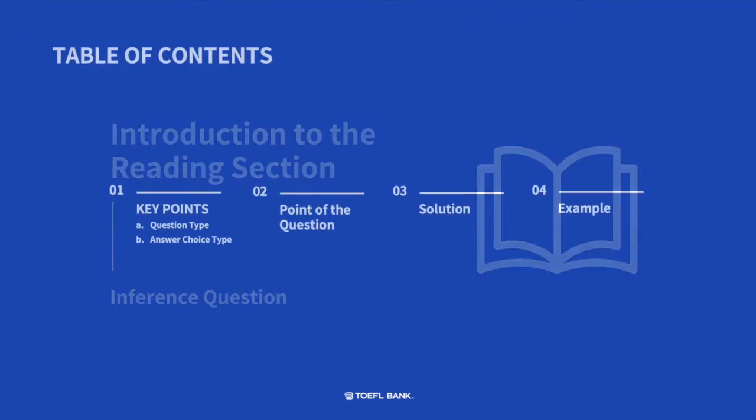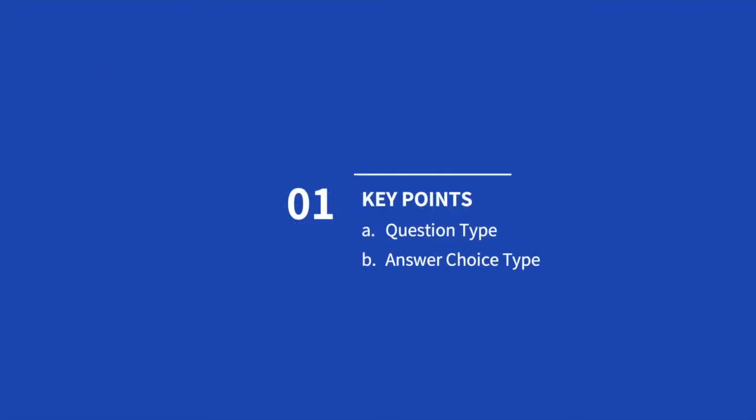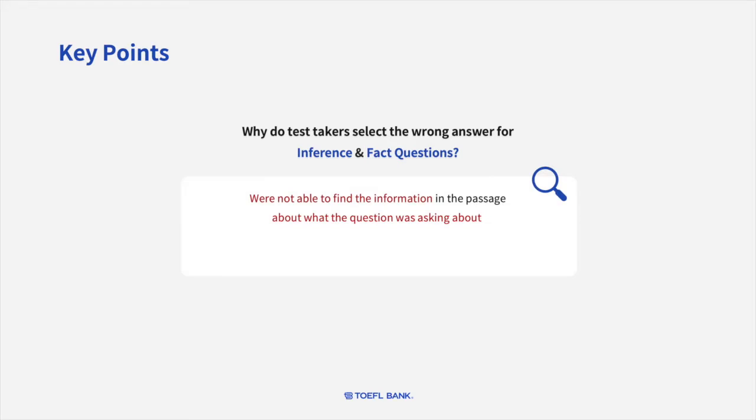This lecture is about inference questions in the TOEFL exam. The main reason why test takers often select the wrong answer for inference and fact questions is because they were not able to find the paraphrased information in the passage about what the question was asking about. In such cases, the point is to find what specific sentence in the passage the question targeted to ask about.